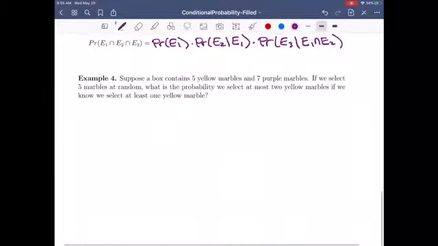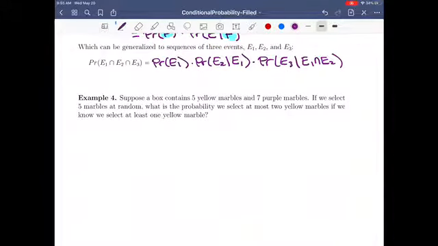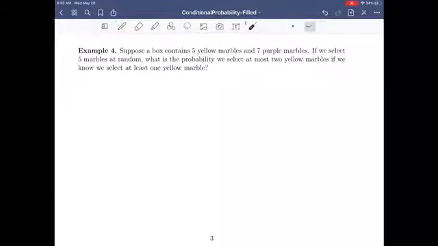Let's just do one more example. So this one is a little bit trickier. Okay, so we have a box with 5 yellow marbles, 7 purple marbles. So that's 12 marbles total. If we select 5 marbles at random, what's the probability we select at most 2 yellow marbles? If we know, so here, this is our hint. If we know we select at least 1 yellow marble.